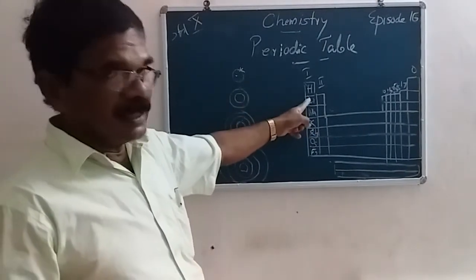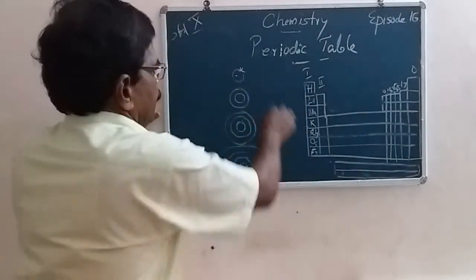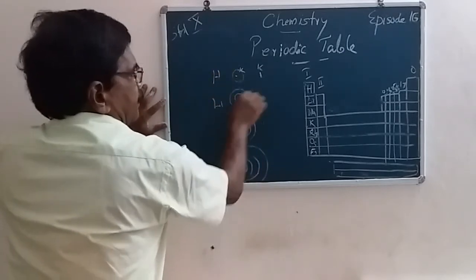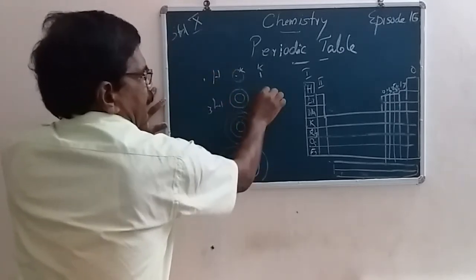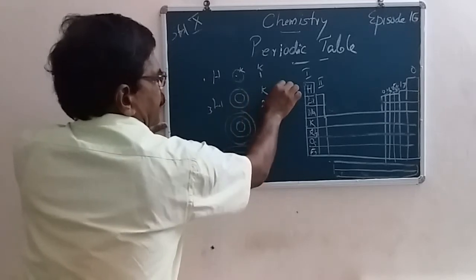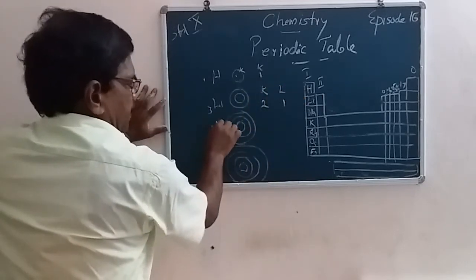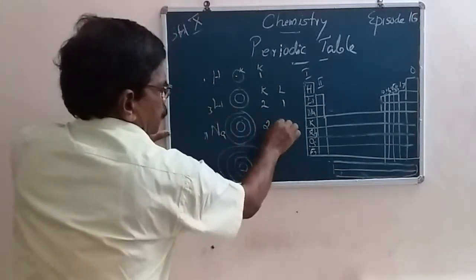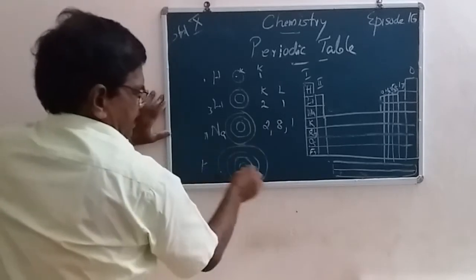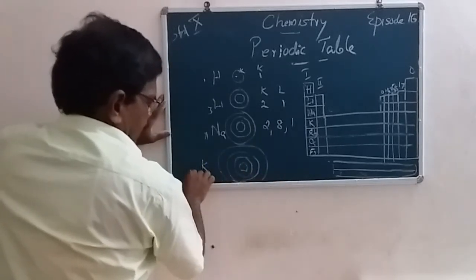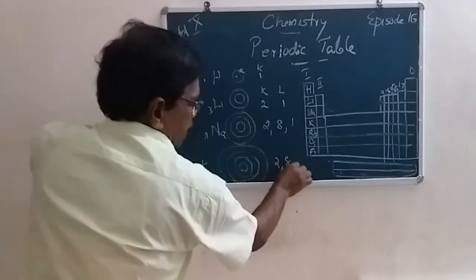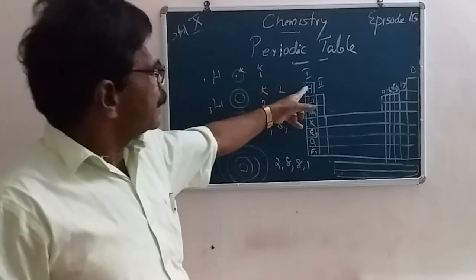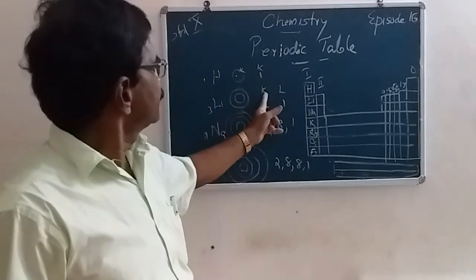Hydrogen has K shell 1 electron. In the case of lithium, atomic number 3, the electron configuration is 2, 1. In the case of sodium, atomic number 11, the electron configuration is 2, 8, 1. In the case of potassium, atomic number 19, the electron configuration is 2, 8, 8, 1.